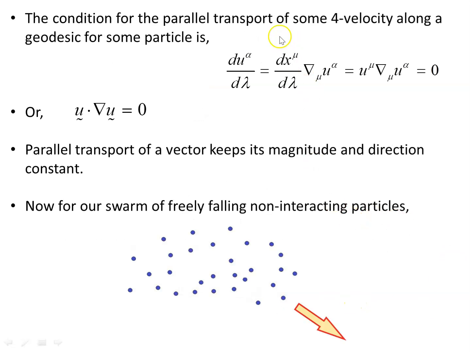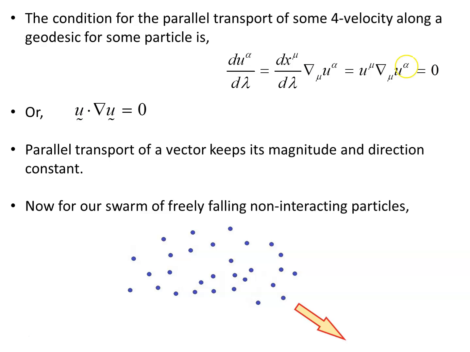Next step. So the condition for parallel transport of some 4-velocity vector along a geodesic for some particle will be, in component form anyway, du alpha d lambda equals dx mu d lambda times nabla mu of u alpha, or this expression here. And this will be 0, because remember, through parallel transport, we want to hold the vector, the four-velocity, the tangent vector u alpha, constant. We want to hold its magnitude constant. We want to hold its direction constant and move it along some given path, wherever the particle is following.